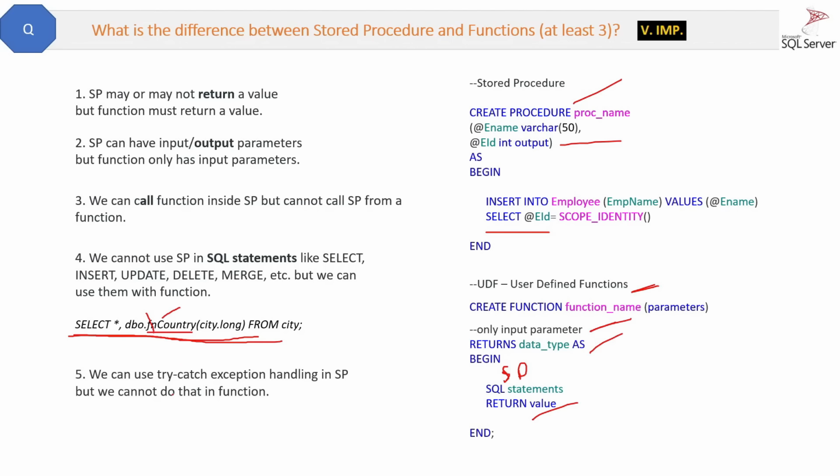Another difference is we can use try catch exception handling in stored procedures, but we cannot use try catch in functions. One more difference is we can use transactions. If you are aware about transactions, that is good, we can use them inside the stored procedure, but that is not possible inside the functions. Why am I telling these 6 differences?